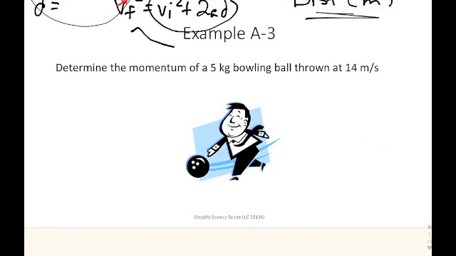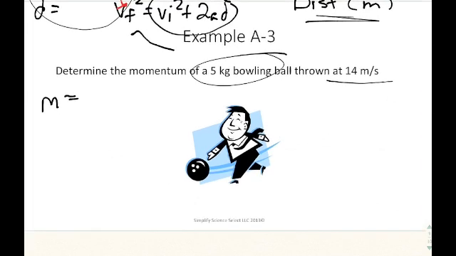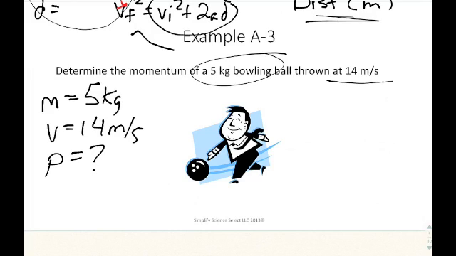This one is a little bit easier. It says determine the momentum of a 5 kilogram bowling ball thrown at 14 meters per second. So we want to go through the GUESS method as we normally do. We say mass is equal to 5 kilograms. We say velocity is equal to 14 meters per second. What I'm trying to solve for is the momentum. So I've got my given and my unknown. Now I can substitute into my equation, P equals mv.